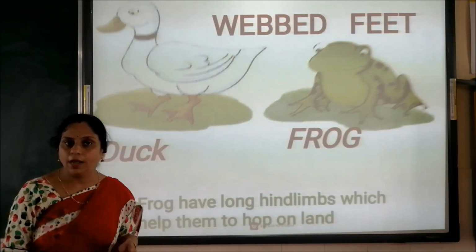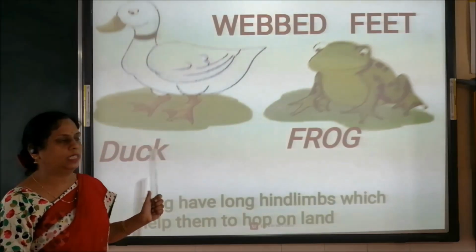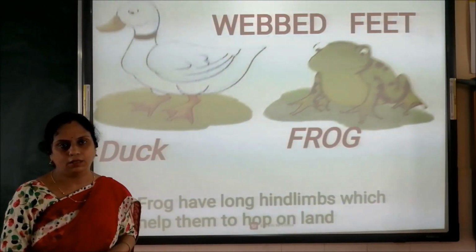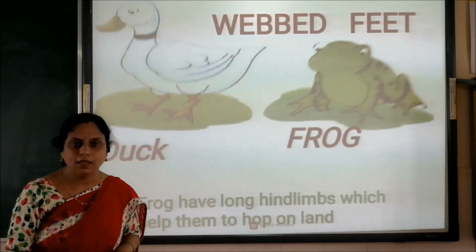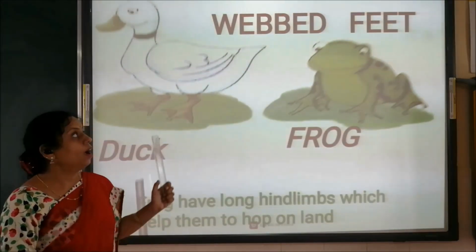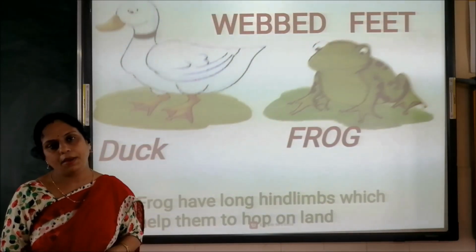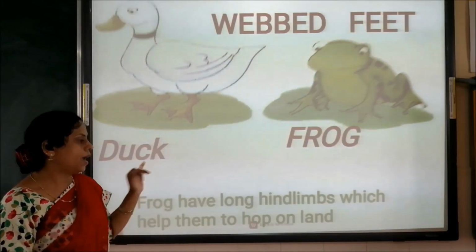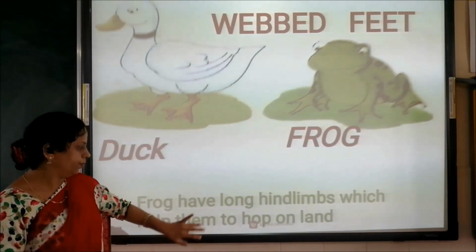Many types of swimming birds also have webbed feet, but they also have the wading limbs. Why do they have wading limbs? They have wading limbs to wade in water and webbed feet to swim in water. So this way the frog and duck move.